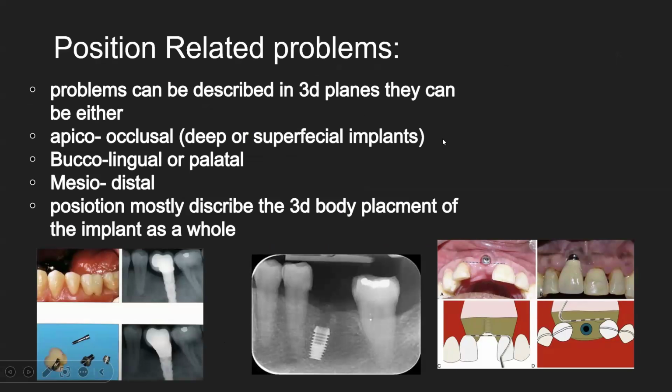They can be either apico-occlusal like this, deep implant or superficial implant, or they can be buccolingual like this. You have a buccally positioned implant or a palatally positioned implant, and we will see cases for this. Or a mesiodistal implant. You have a mesial implant or a distal implant. This must happen in the molar area. Position mostly describes the 3D body placement of the implant as a whole, not the angulation. The whole body of the implant is shifted toward one of our planes.